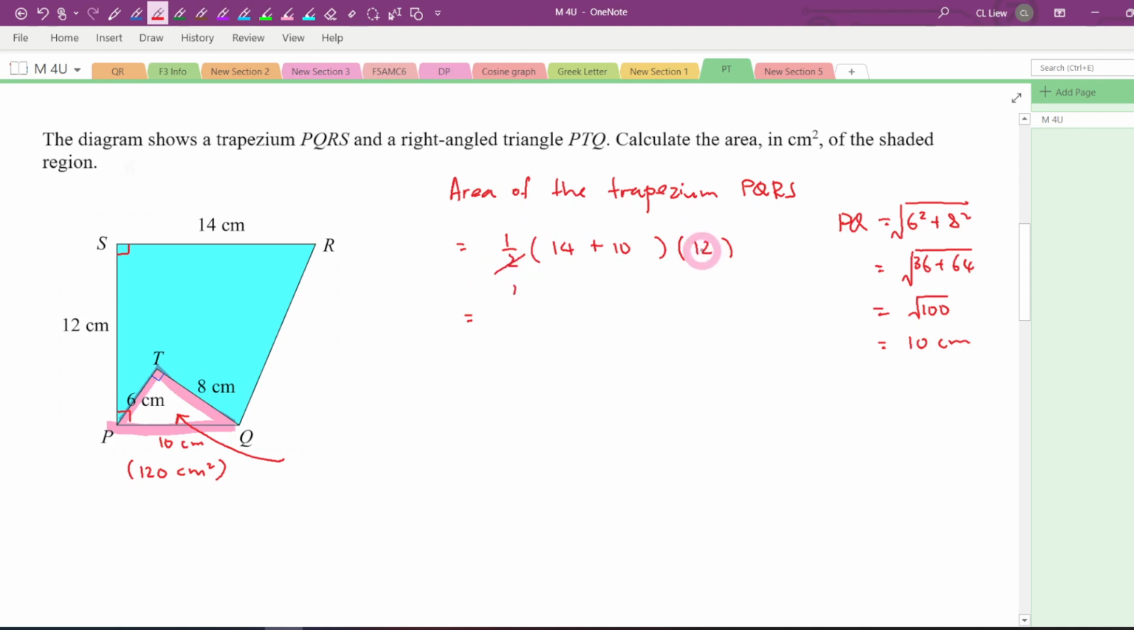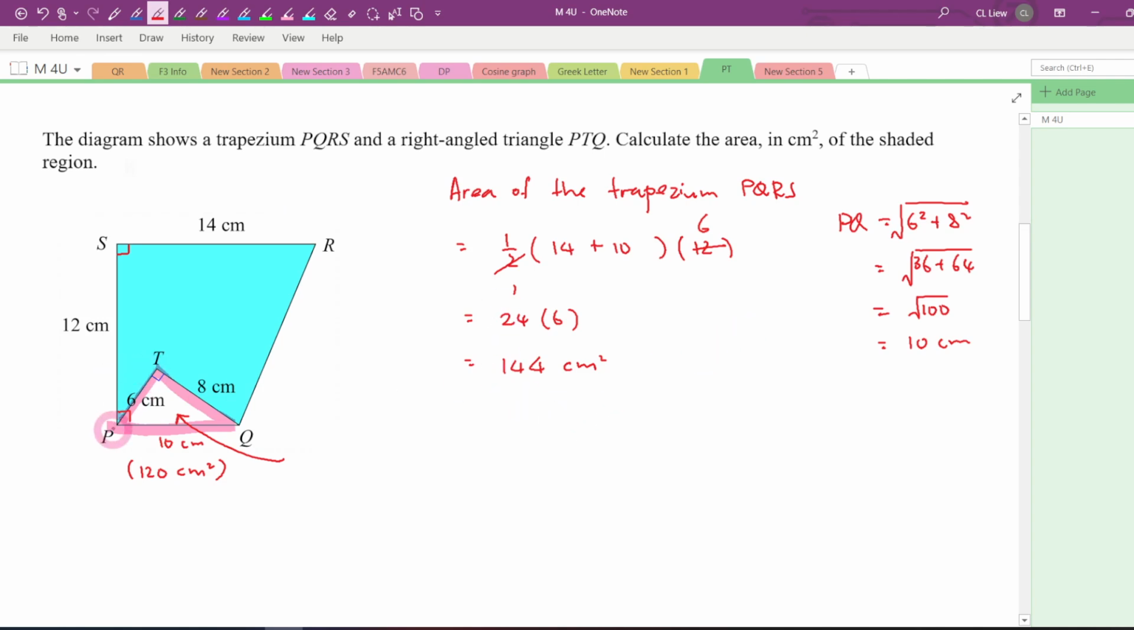Now we have no problem finding the area of the trapezium. So you can simplify it, divided by 2, divided by 2. So this is 24 times 6, which is 144. Now, this is the area of the whole trapezium.